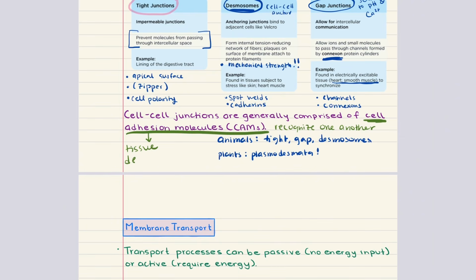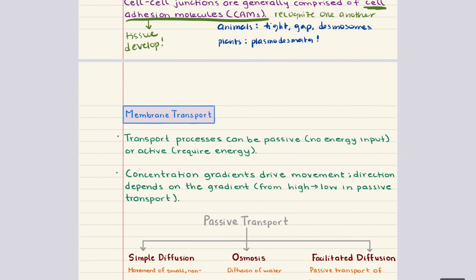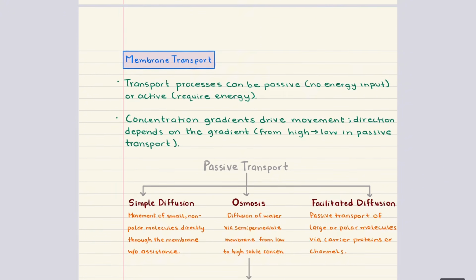With that, we have completed objective 2, and we can move into objective 3. This section is all about how substances move across cell membranes, and that movement can happen in different ways depending on whether or not the cell needs to use energy.